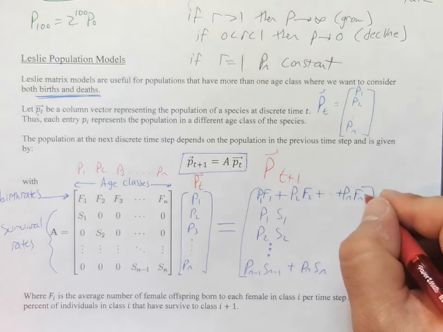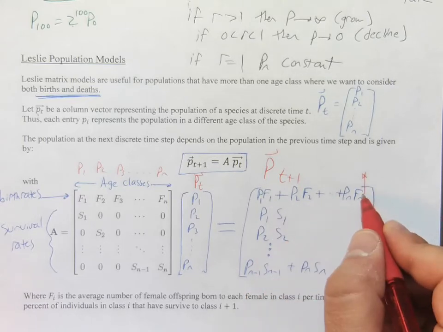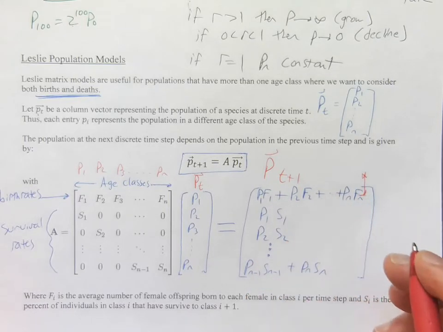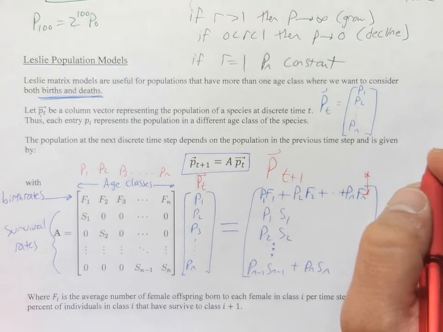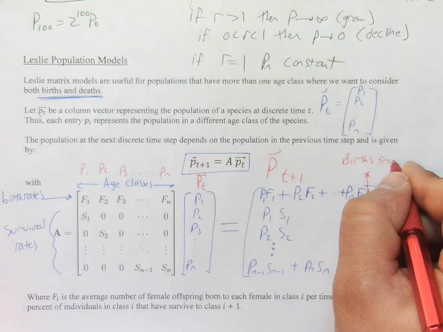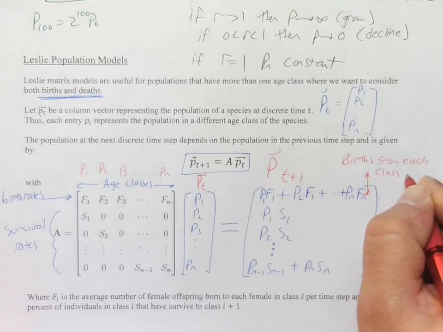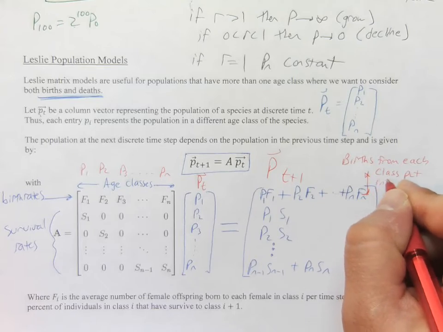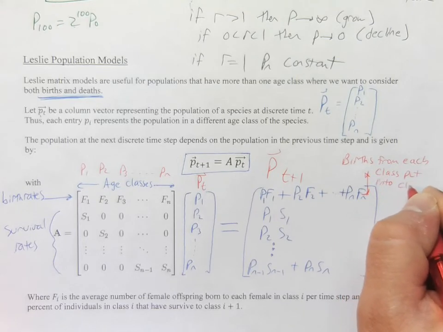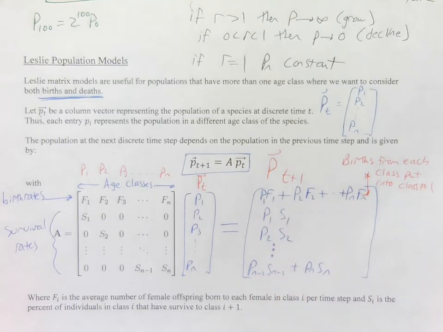And so this first entry right here, I'm going to write down right here, this first row of P(t+1) are the births from each class, and they're put into class number 1. That's why they're in the first entry, and it's the births from each class.